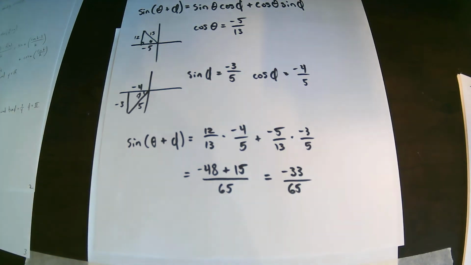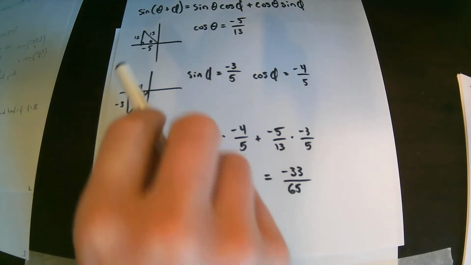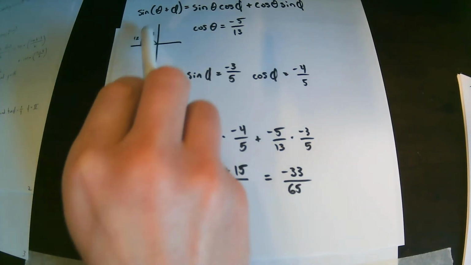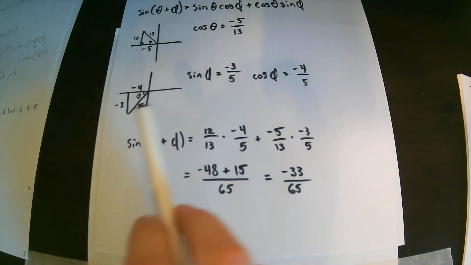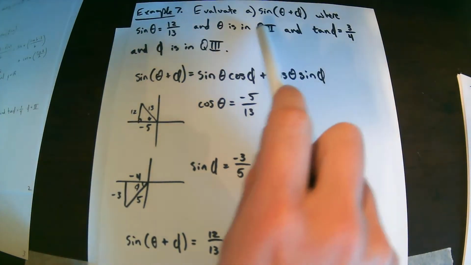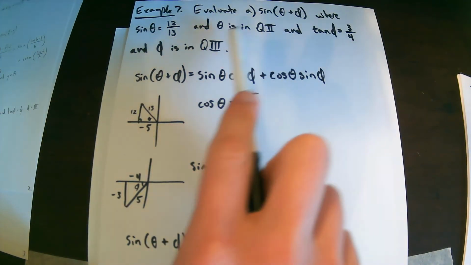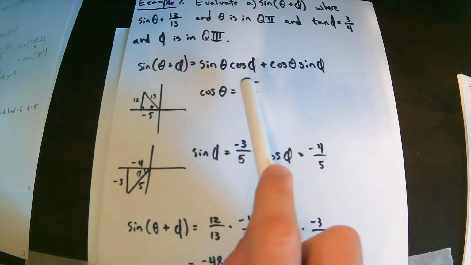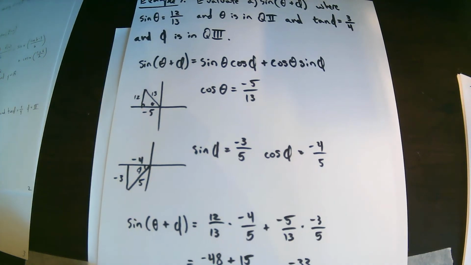So it's pretty similar to the previous example, except that we have actual numbers instead of just x and 1, or y and 1, and these weird square root things. We have actual numbers to work with. But you do got to be careful about the signs now. They're telling us where the angle is in what quadrant, so you got to be careful about these signs.